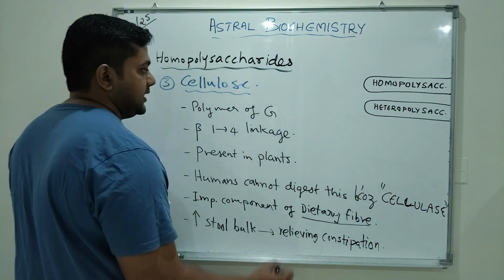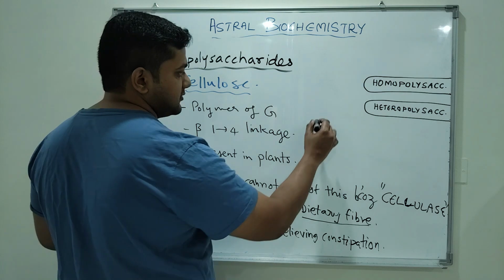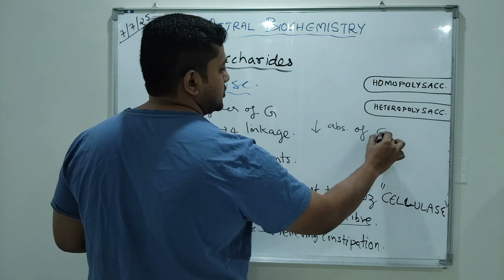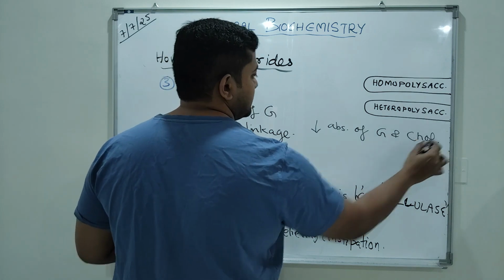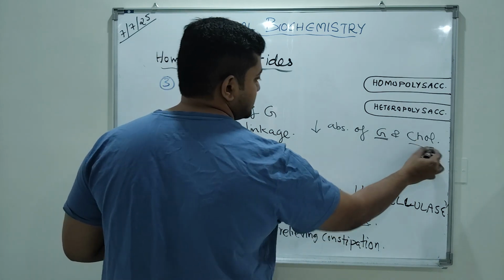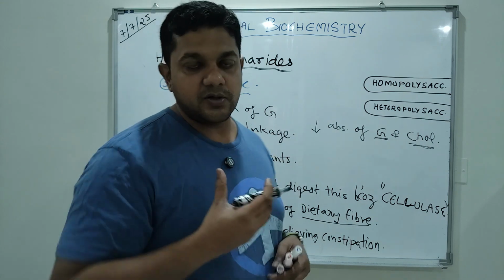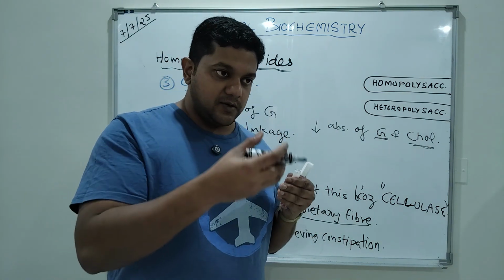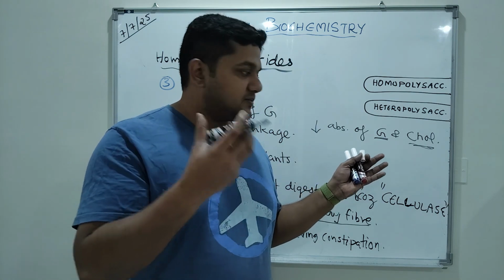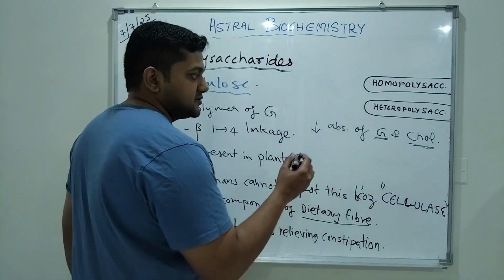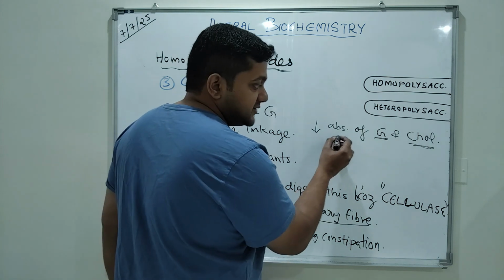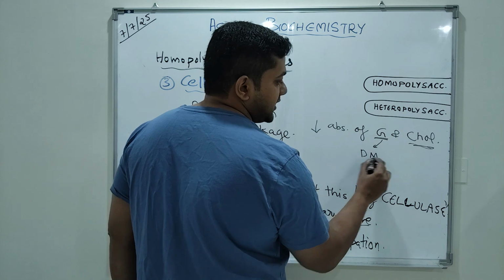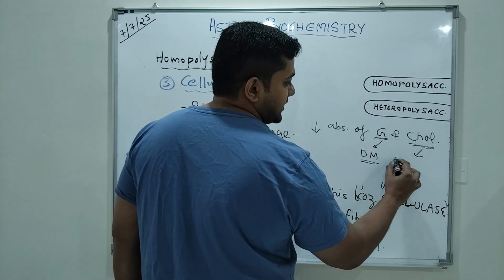Yes, and because it is a dietary fiber, it will also decrease the absorption of glucose and cholesterol. So when you have fatty food or carbohydrate rich food, if you have salads with that, if you eat some salads or have some plant parts with that, what happens? Cellulose will help to decrease the absorption of glucose and cholesterol. So this will help in the management of diabetes mellitus as well as hyperlipidemia.